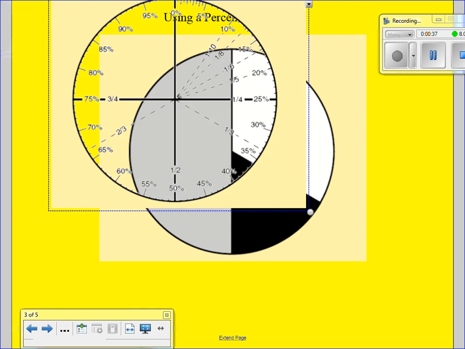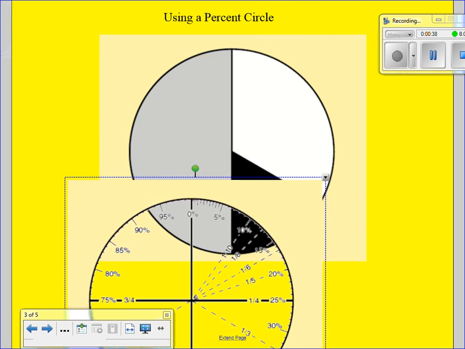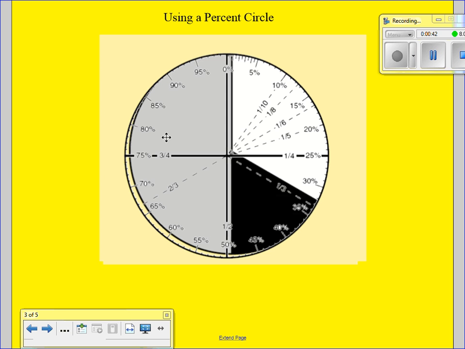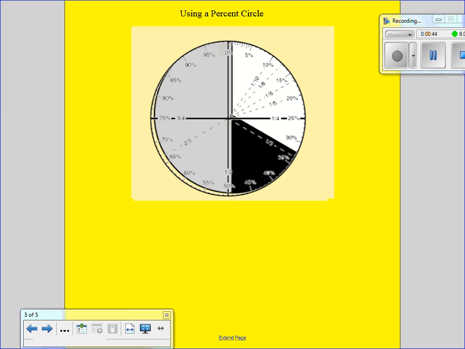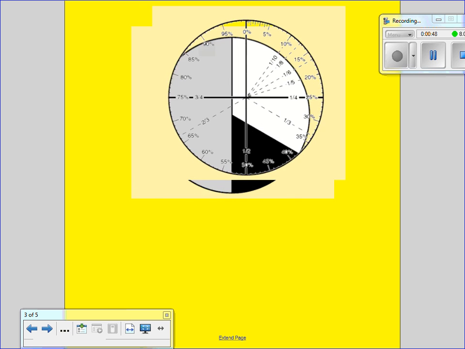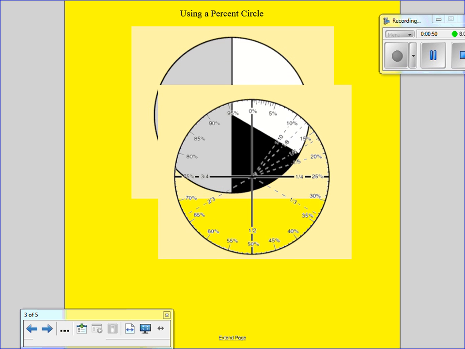First thing here, so we have this circle graph, or this circle below here. This little percent circle that I'm moving around is what is on your geometry template. This is how you work it. Do you notice how I have a 0, a 0%, and it goes all the way around, so 95% to 100 again. That's how you read it.